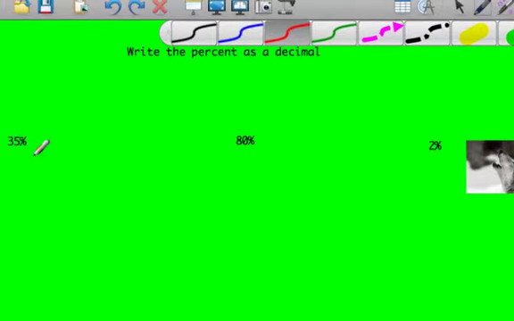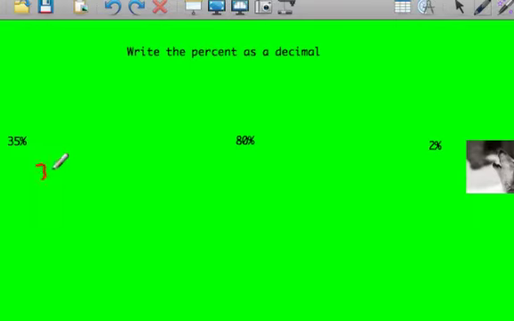But percent means out of 100. So I'd make this literally 35 out of 100. And then if you know your place values in decimals, if you remember that, I'll just make up a random number here.